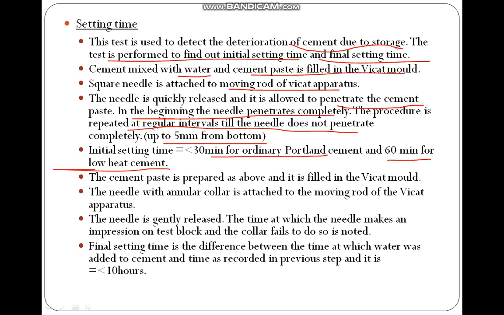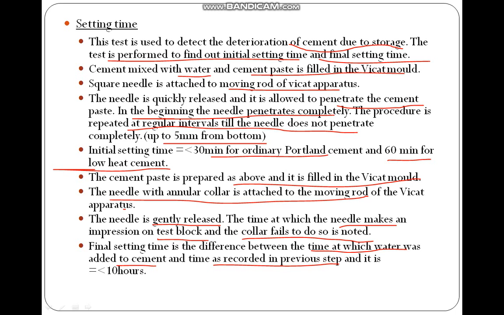So the cement paste is prepared as above and it is filled in the Vicat mold for final setting time. The needle with the annular collar is used for final setting time with the moving rod of the Vicat apparatus. The needle is gently released. The time at which the needle makes an impression on the test block and the collar fails to do so is noted. So the final setting time is the difference between the time at which the water is added to the cement and the time as recorded in the previous step. So that is 10 hours.